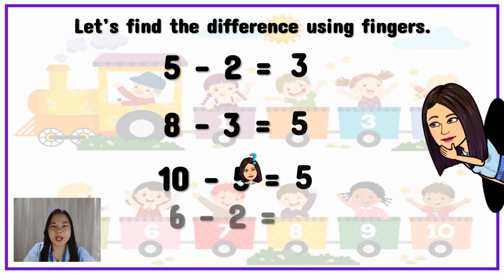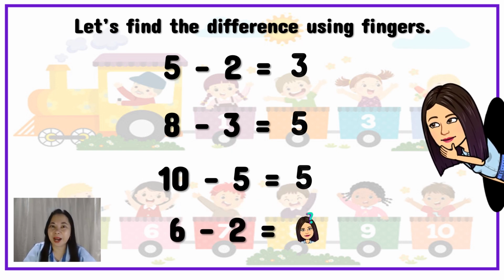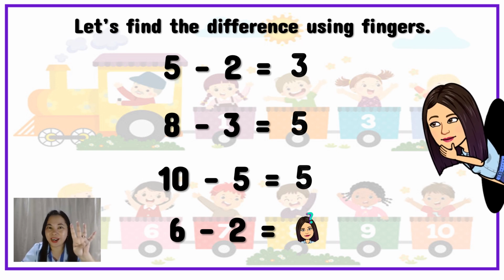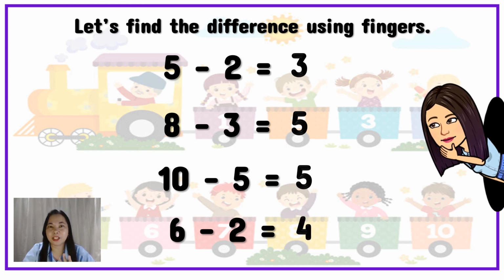Okay, one more example. 6 minus 2. So 6 in our fingers. Okay, and then minus 2. So it means we're going to fold 2 fingers. 1, 2. Now, let's count the remaining fingers. 1, 2, 3, 4. So the remaining fingers, 4. It means 6 minus 2 is equal to 4. Is that clear?